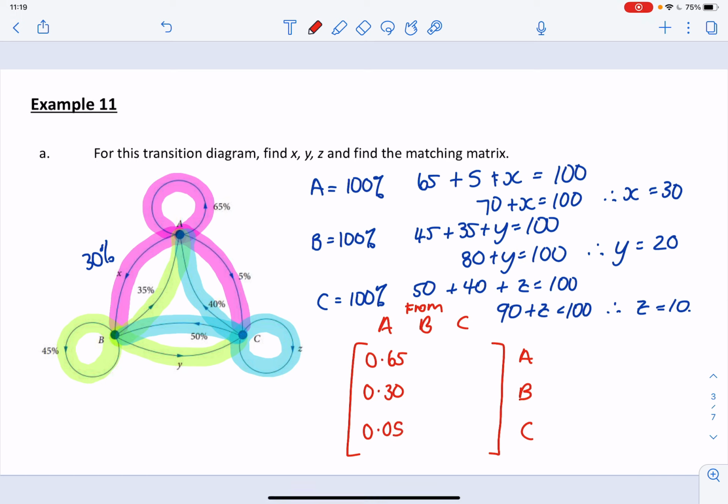Now B to A, B back to A is 0.35. B to B was 45%, which is 0.45. And B to C we found was 20%, which is 0.20. C to A, 40%, 0.40. C to B, 50%, 0.50. And C to C was Z, which is 0.10.